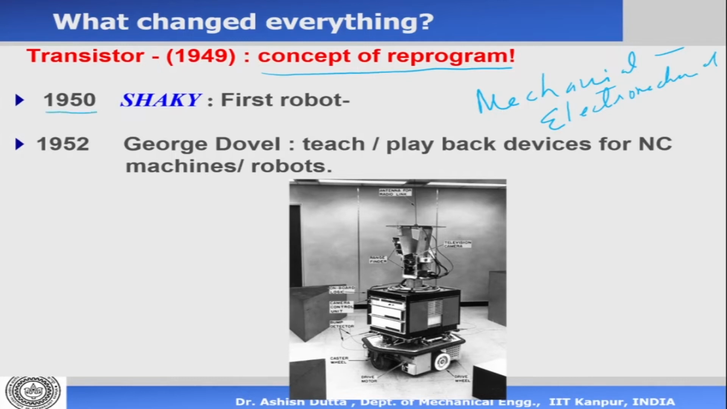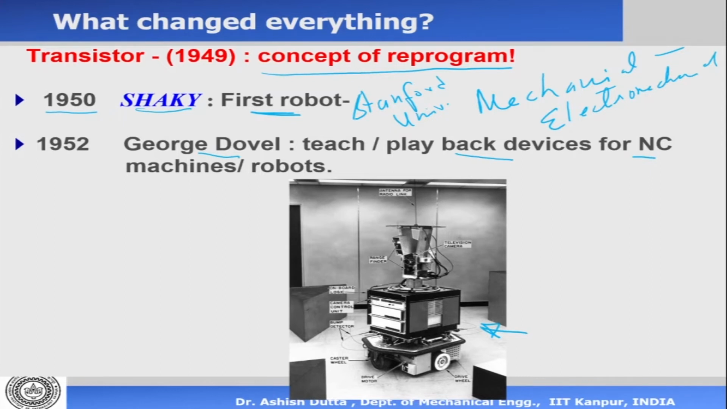So in 1950, the first robot, Shakey, was built at Stanford University. The first robot, which is shown here, is called Shakey, and it was a very simple mobile robot which could just go from one point to another point in a world with obstacles. That's it. In 1952, we had George Devol with his patent on teach and playback devices for NC machines.